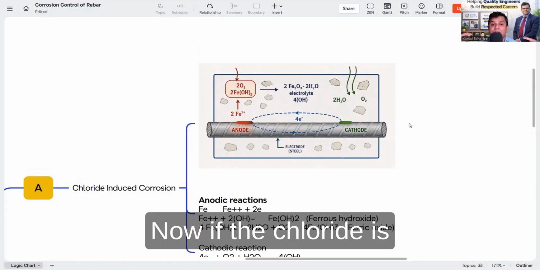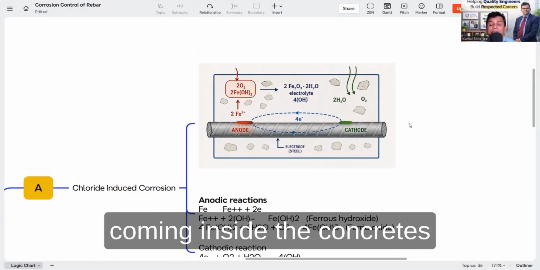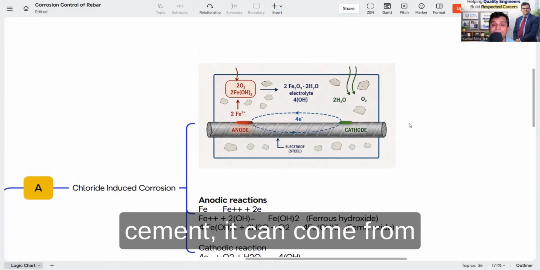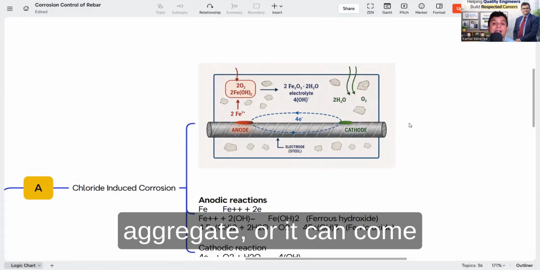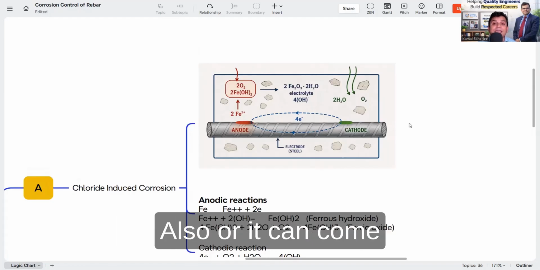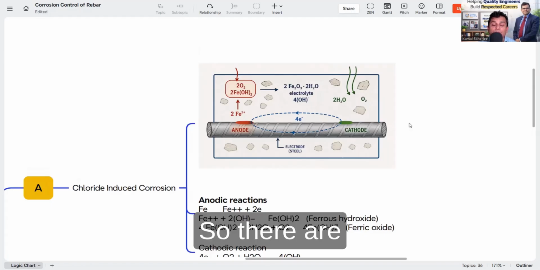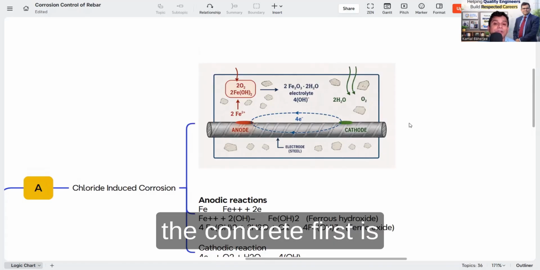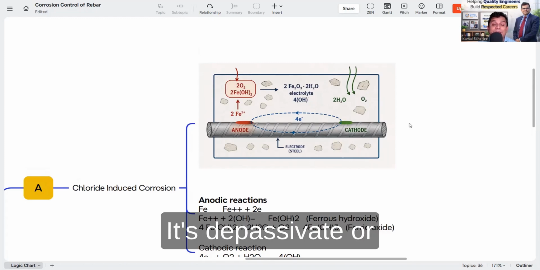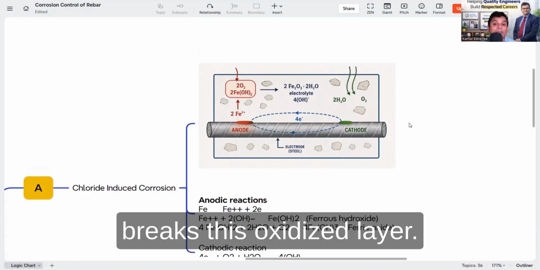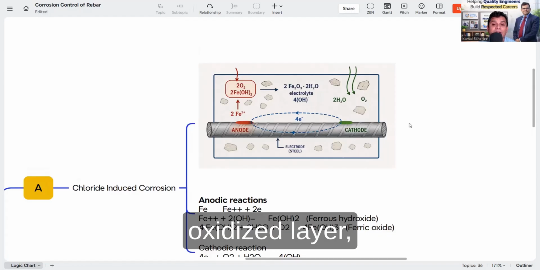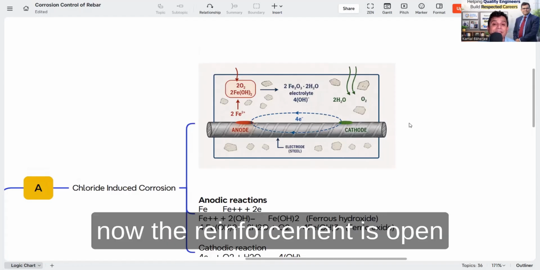Now if the chloride is coming inside the concrete, from where can the chloride come? It can come from water, from cement, from aggregate, from admixture also, or from the environment. So there are sources available. If the chloride ion is penetrating inside the concrete, first it depassivates or breaks this oxidized layer. When this oxidized layer breaks, the reinforcement is open to the environment.